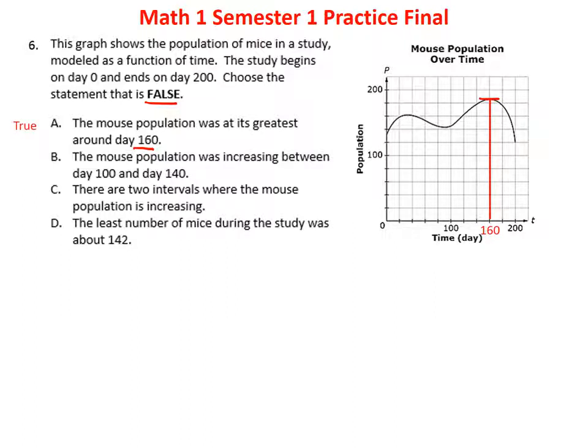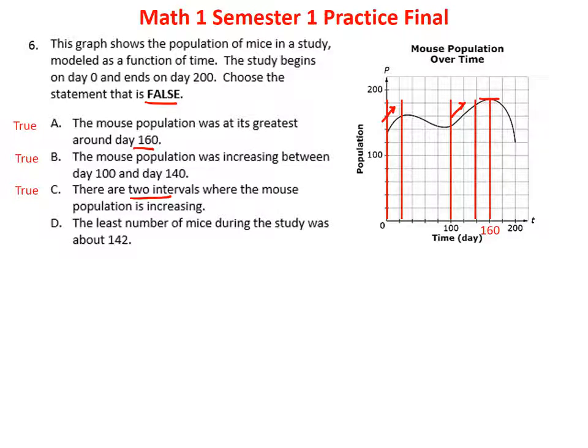Statement B says between 140 and 160, between these 2 days, it was increasing. Well, I notice here and look, yes, it was increasing. That's also a true statement. And then it says there are 2 intervals where it's increasing. Well, I notice that there's another interval here where it's going up, and that's increasing, that's increasing. Apparently, it has 2 intervals. The answer is true.